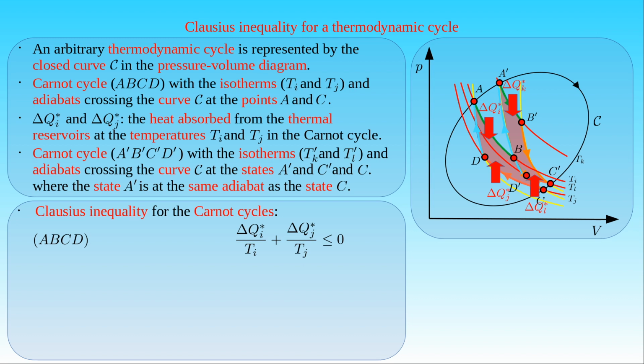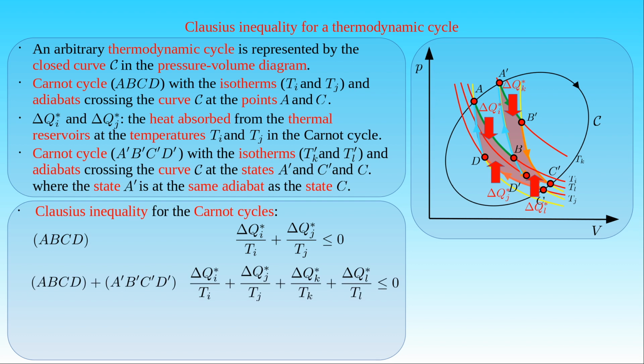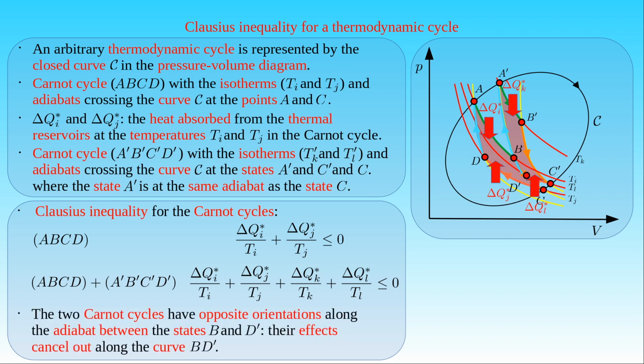If we consider the combination of the Carnot cycle A, B, C and D, and the Carnot cycle A', B', C' and D', then we need to add the ratio of delta Q star K to Tk and the ratio of delta Q star L to Tl to the left-hand side of the Clausius inequality. Since the two Carnot cycles have opposite orientations along the adiabat between the states B and D', their contributions cancel out each other along the curve between the points B and D' in the total work given by the integral along the closed curves of the cycles.